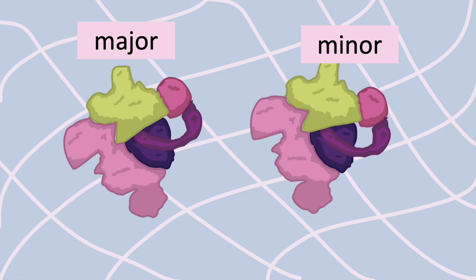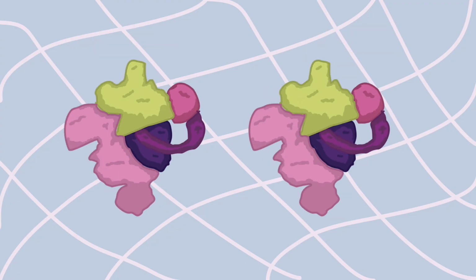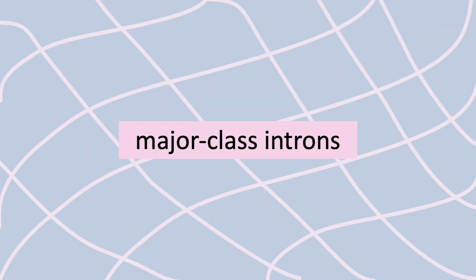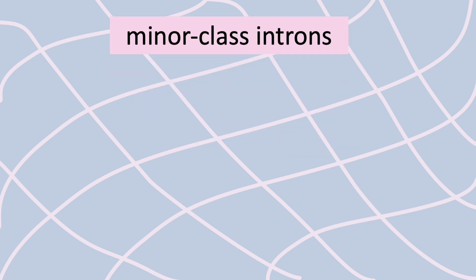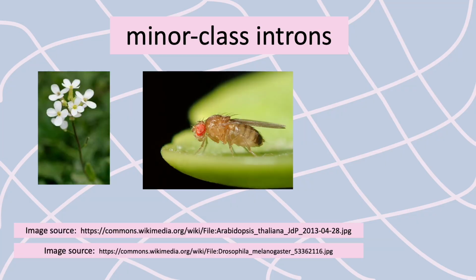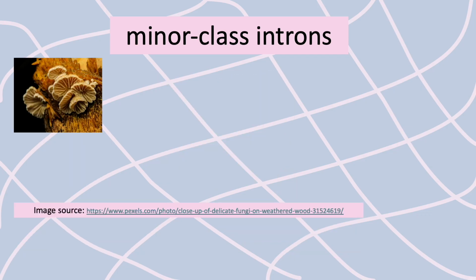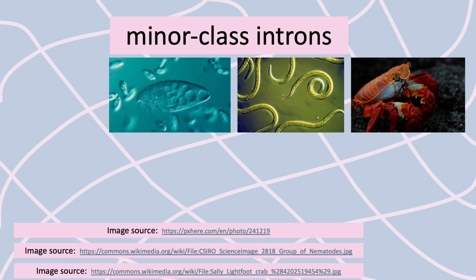Both major and minor spliceosomes are essential for life, meaning that an organism will die if these machineries are mutated. While major type introns are found in all eukaryotes, minor class introns primarily appear in the genomes of plants, insects, and vertebrates, but are lost in some fungi, protists, nematodes, and crustaceans.